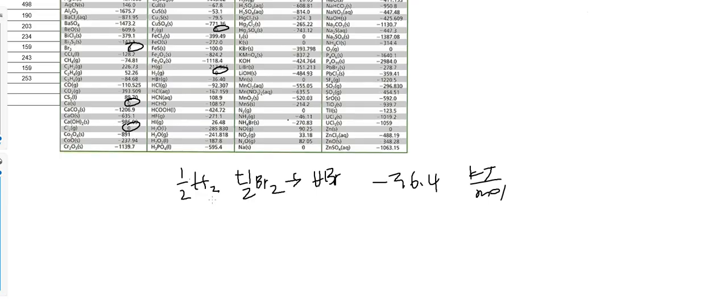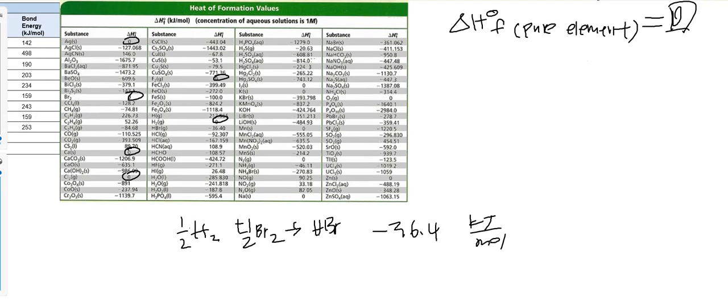Now remember, if they give you enthalpies of formation, you use the enthalpy of formation. If they give you bond enthalpies, you do not try and figure out the enthalpy of formation, just because bond enthalpies are an estimate. You figure out the bond enthalpy.